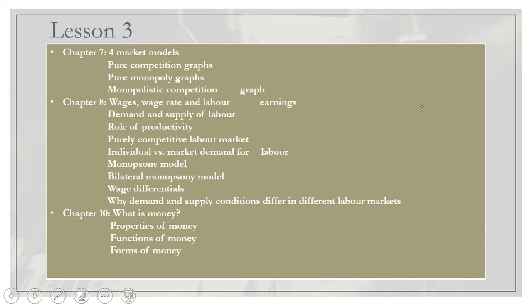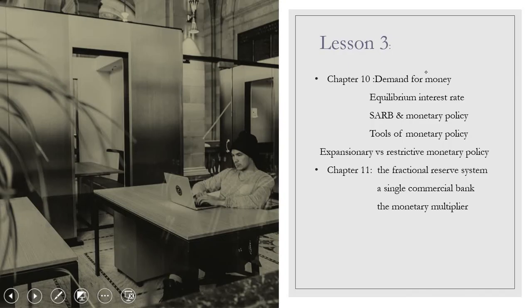Chapter 10 discusses money. So what is money? What are the properties of money? What are the functions of money and the different forms of money that you get? Okay. Chapter 10 also looks at the demand for money, equilibrium interest rate, the South African Reserve Bank, and monetary policy.